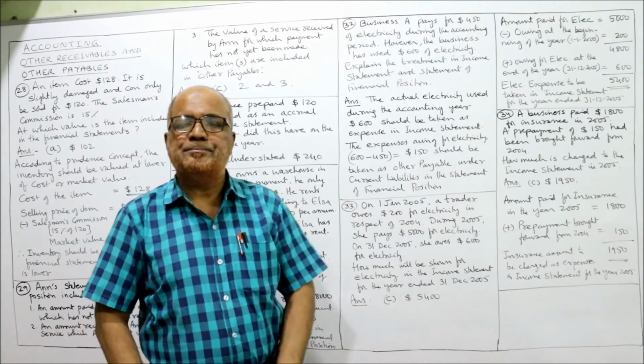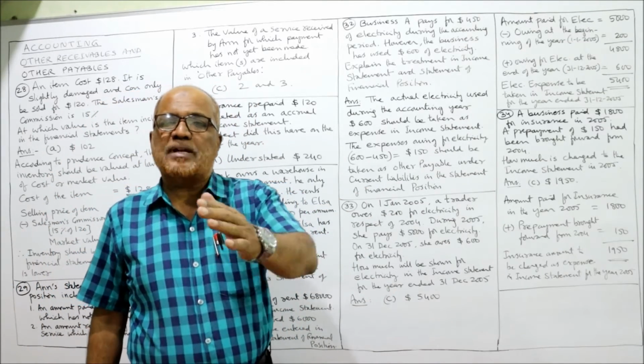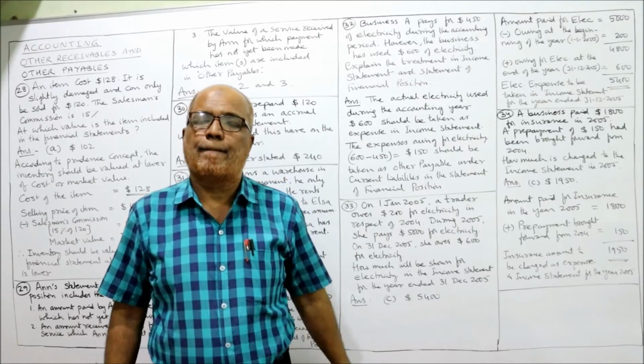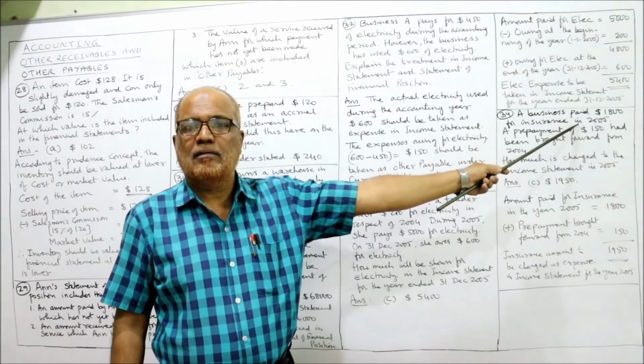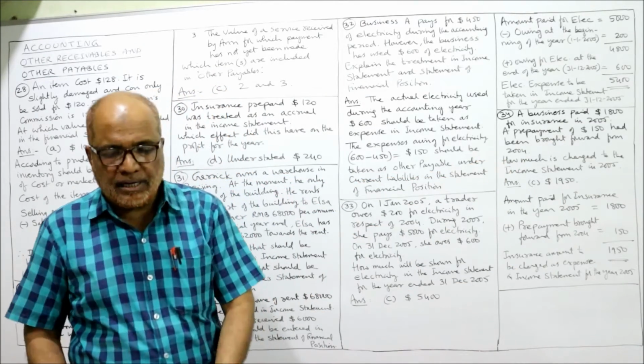So what you have to remember? Outstanding expenses at the beginning of the year should be deducted and outstanding expenses at the end of the year should be added. Right? That's all. Now the 34th problem.